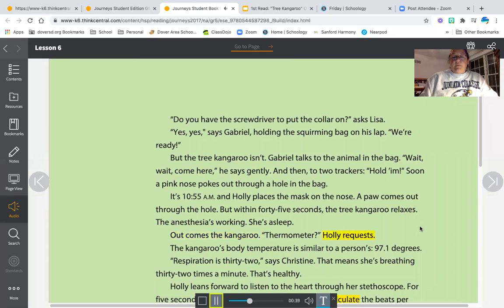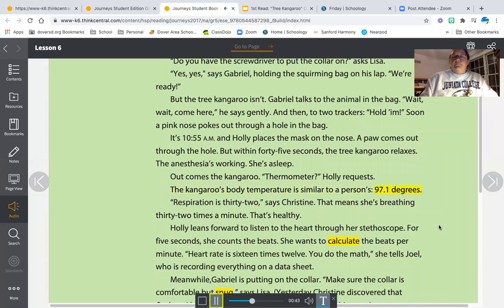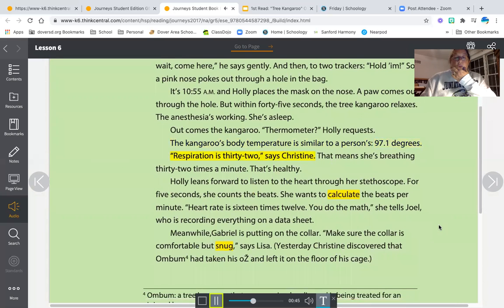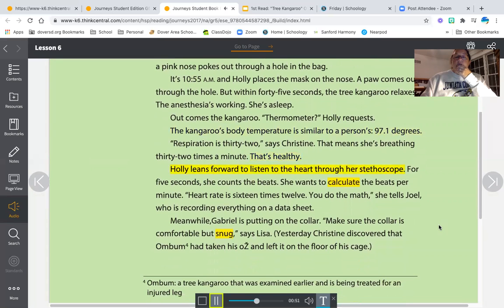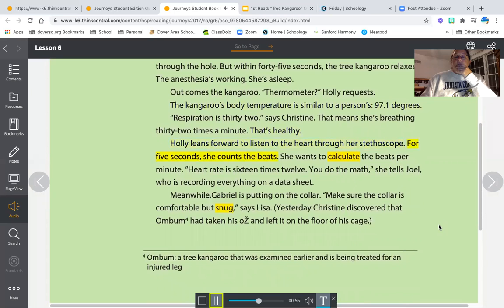Holly requests. The kangaroo's body temperature is similar to a person's, 97.1 degrees. Respiration is 32, says Christine. That means she's breathing 32 times a minute. That's healthy. Holly leans forward to listen to the heart through her stethoscope. For 5 seconds, she counts the beats. She wants to calculate the beats per minute. Heart rate is 16 times 12. You do the math, she tells Joel, who is recording everything on a data sheet.